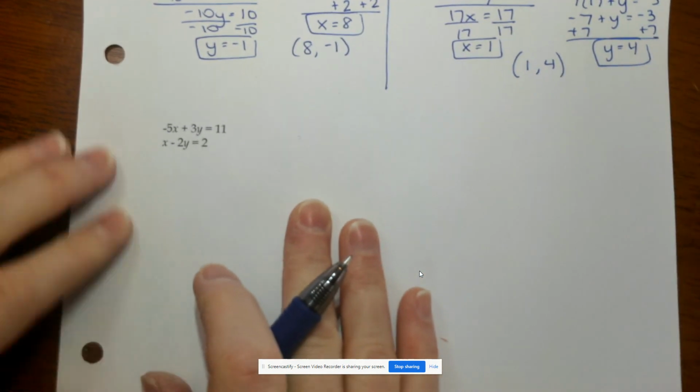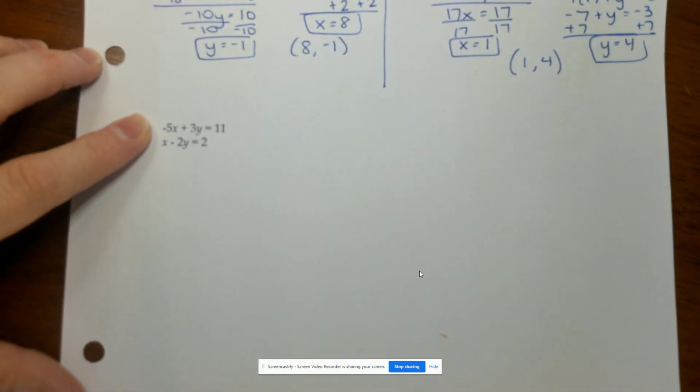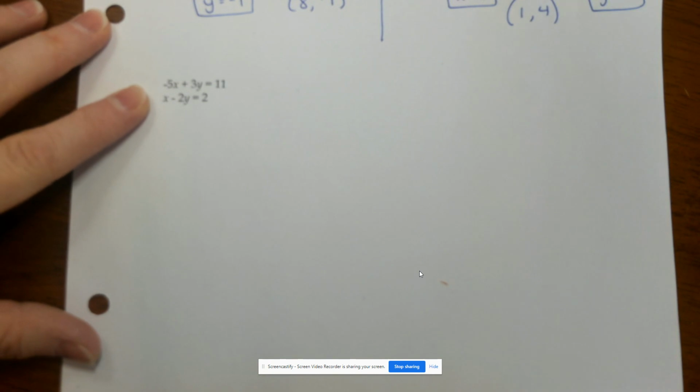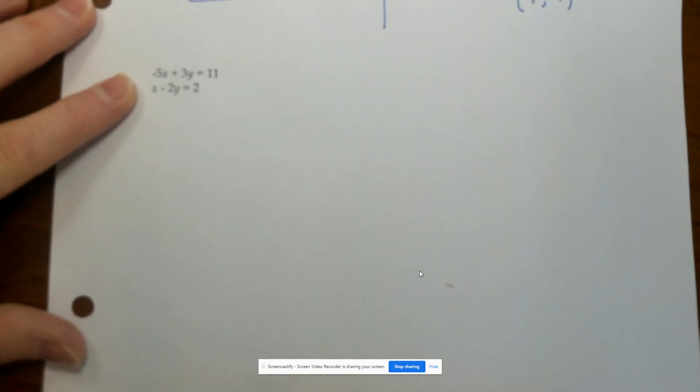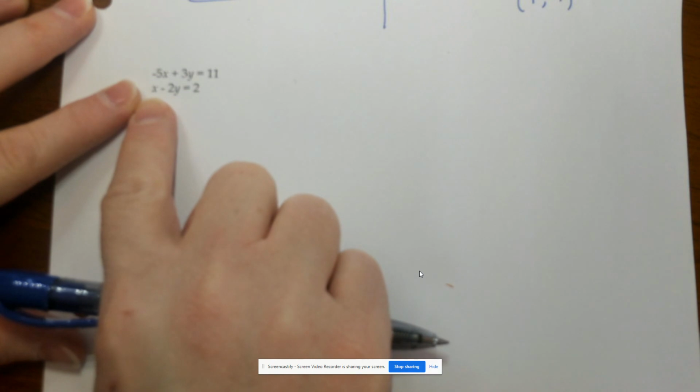Now last but not least, I have one more system down here at the bottom. Negative 5x plus 3y equals 11. And I also have x minus 2y equals 2. The second one, the x minus 2y equals 2, that one is the one that has a letter that's already no coefficient. Sorry, just trying to get this to focus.